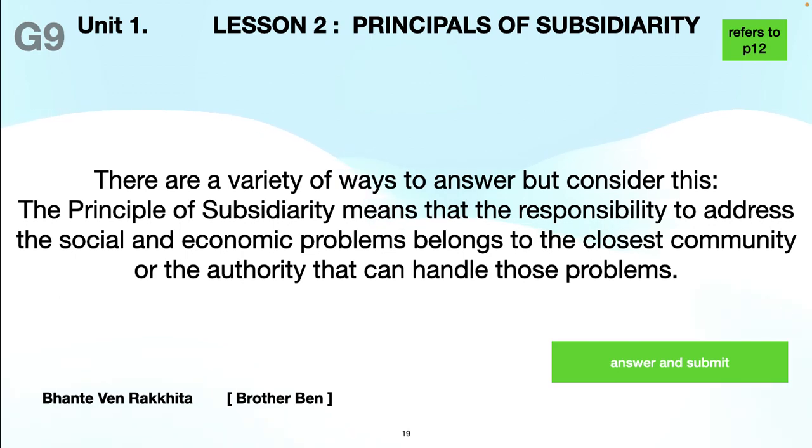So a guideline towards answers. There are a variety of ways to answer, but consider this. The principle of subsidiarity means that the responsibility to address the social and economic problems belongs to the closest community or the authority that can handle those problems. Okay, that's an outline. Use your own words. Don't simply copy this. Do work it out for yourself so you've understood it, and then it's important that we can move on.